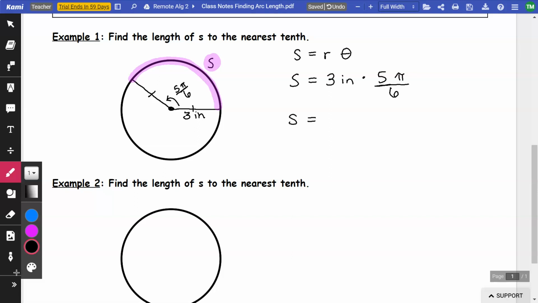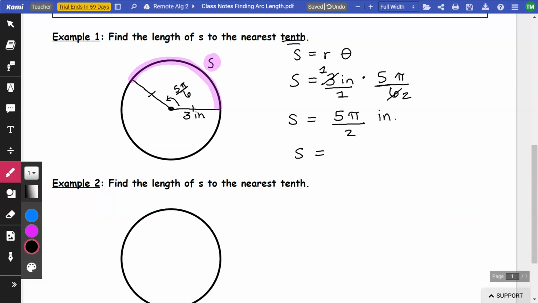So S is equal to, I'm going to take 3 times 5 over 6. Well, can't I reduce 3 over 6 before I multiply? So 3 goes into 3 once, 3 goes into 6 twice. So I have 1 times 5 times pi, so 5 pi, over 2. And then we have inches. So how did I know that I could multiply like this? Well, isn't 3 inches technically over 1? So then you have 1 times 2, which is 2 in our denominator.